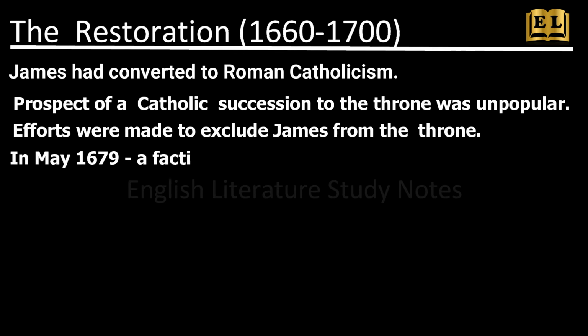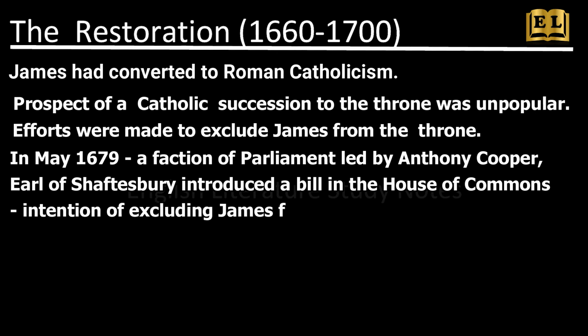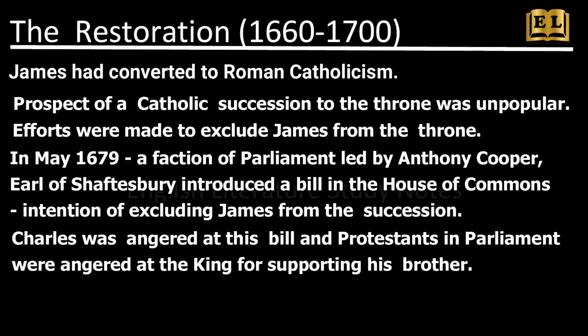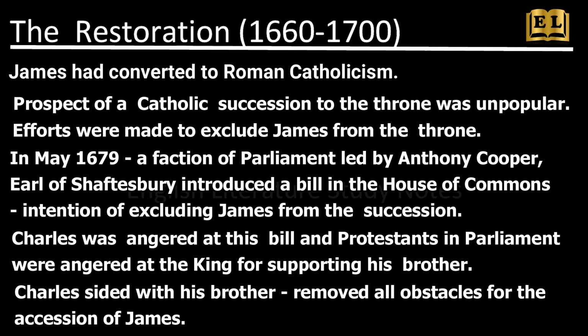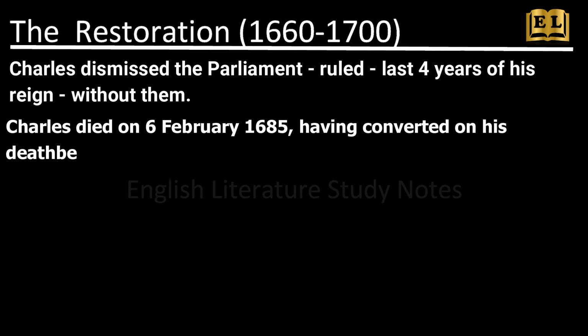In May 1679, a faction of Parliament led by Anthony Cooper, Earl of Shaftesbury, introduced a bill in the House of Commons with the intention of excluding James from the succession. Charles was angered at this bill, and Protestants in Parliament were angered at the king for supporting his brother. Charles sided with his brother, and he removed all obstacles for the accession of James. Charles dismissed the Parliament and ruled for the last 4 years of his reign without them. Charles died on 6 February 1685, having converted on his deathbed to Catholicism.